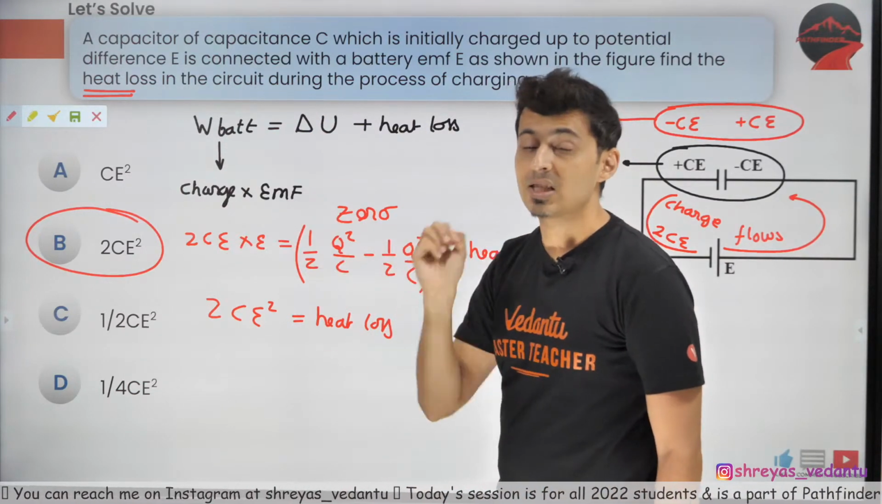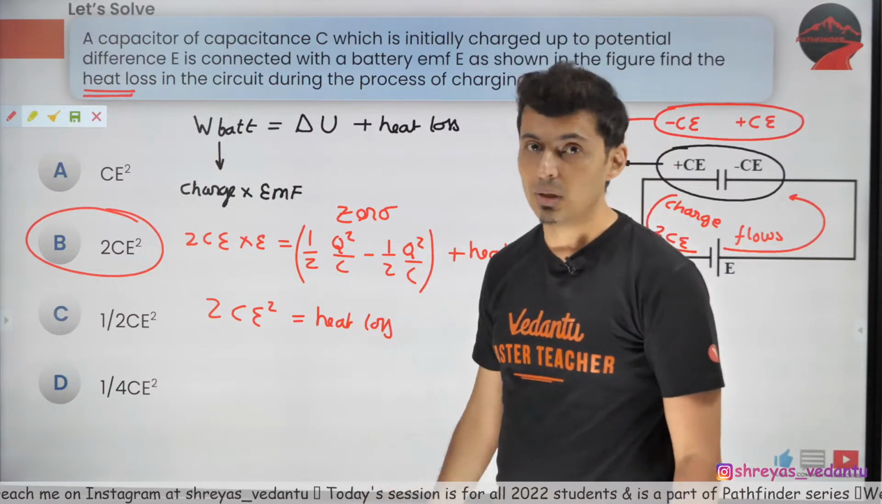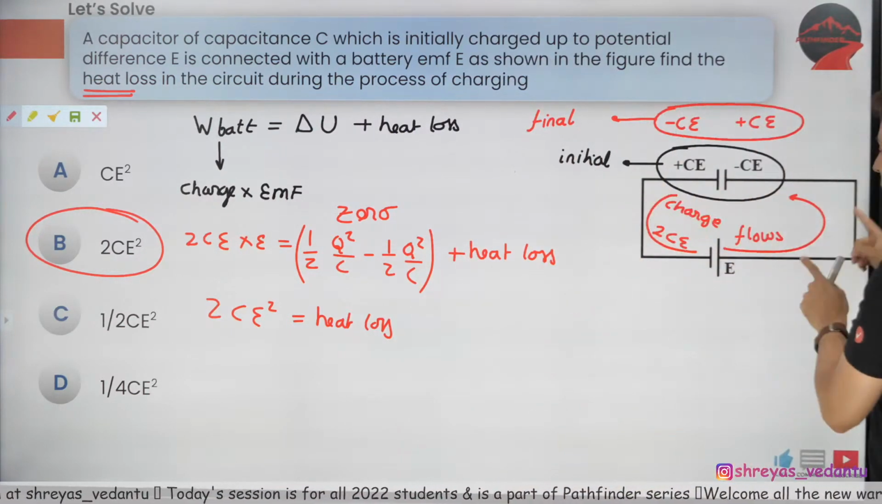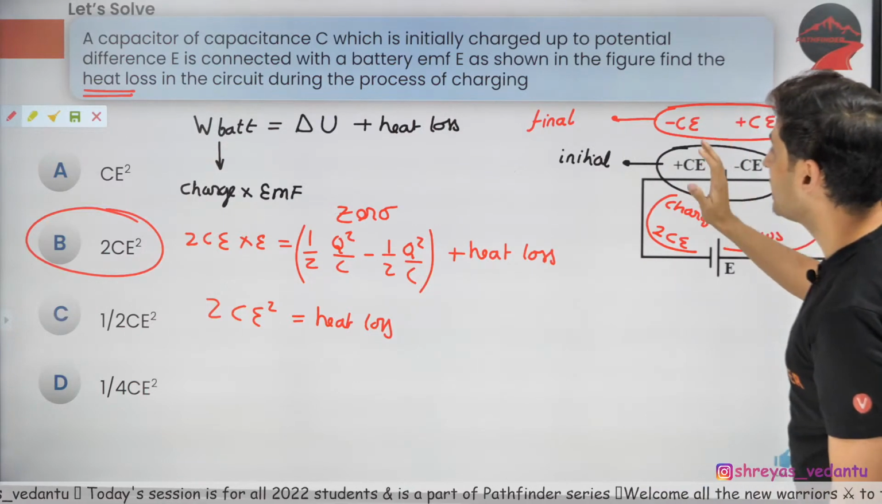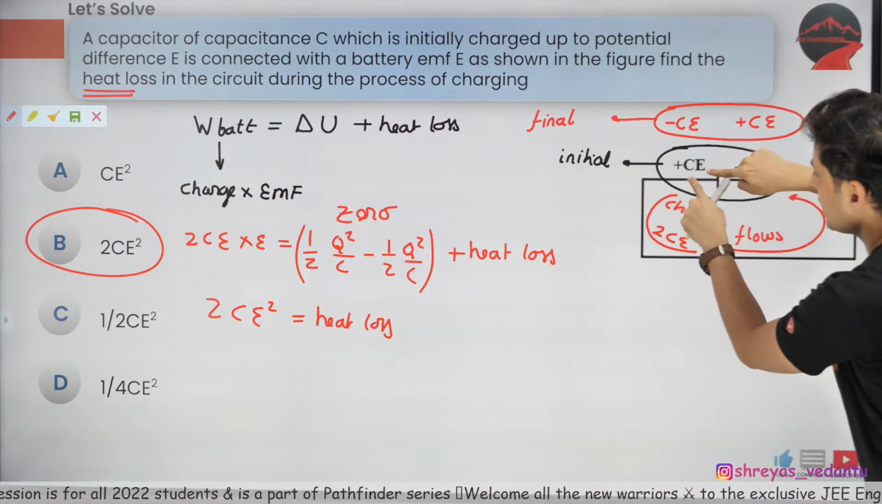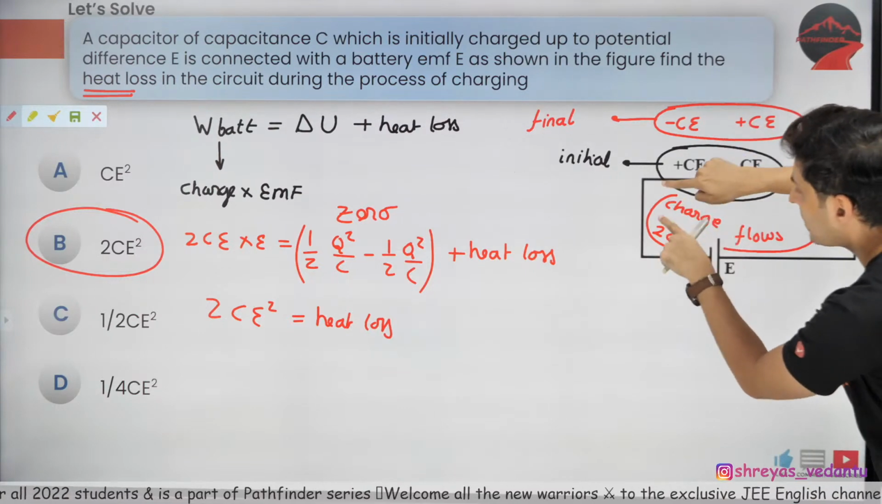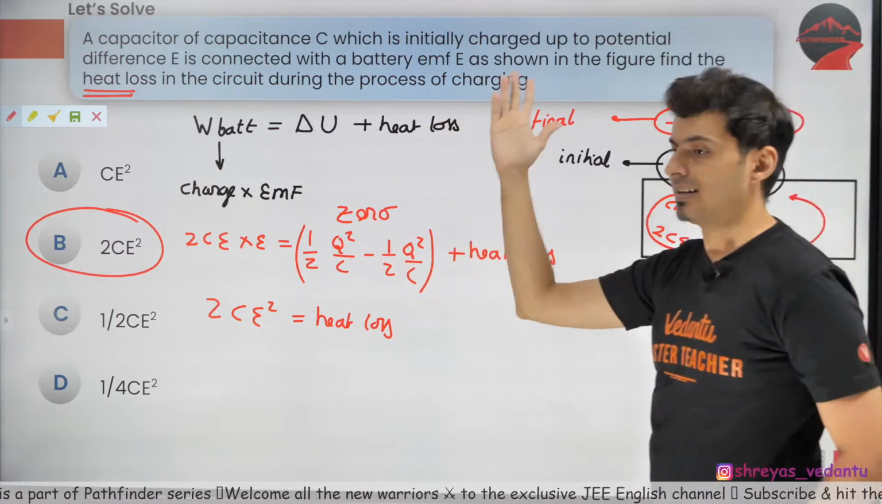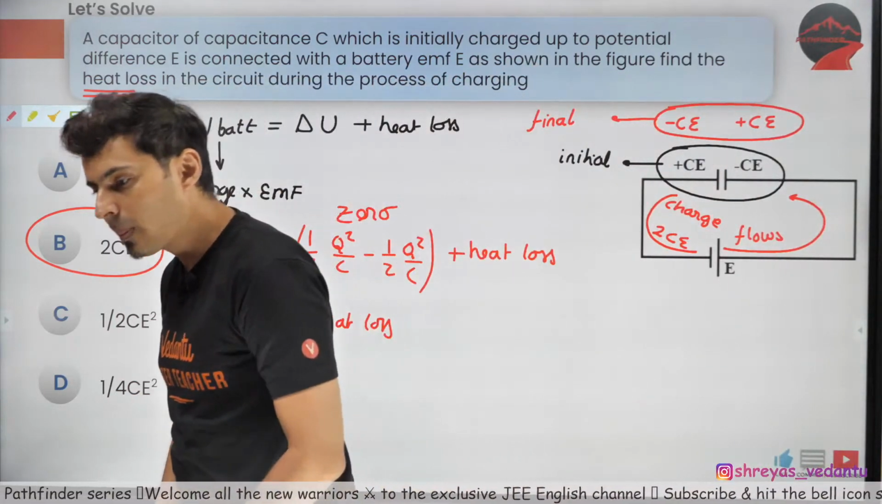Work done by battery is the charge flowing times the voltage or the EMF of the battery. And how do you find the charge which is flowing? Draw the final and the initial situation and then try to analyze. This was the charge before, this is the charge now. So how much charge would have flown? Plus C to minus C, that means 2C. That's it. Done. Understood?